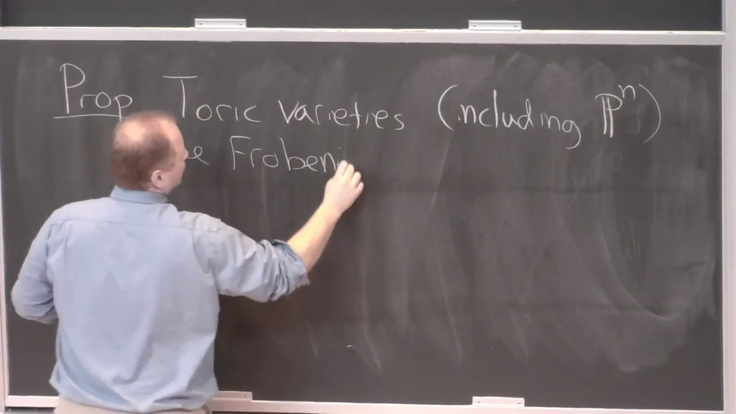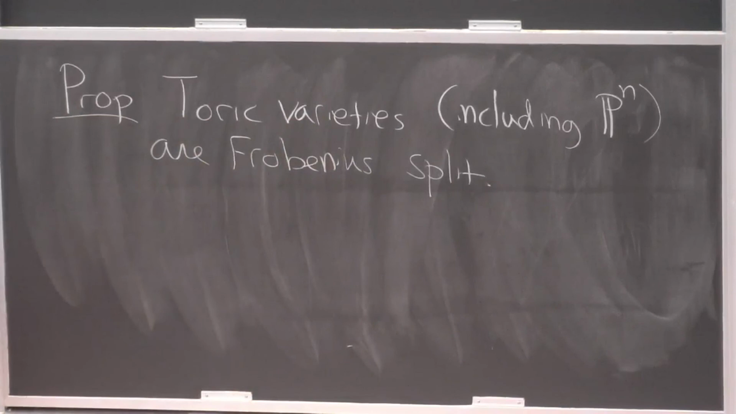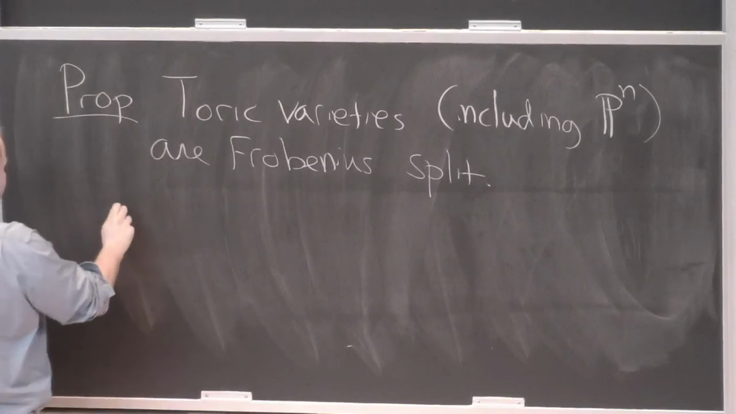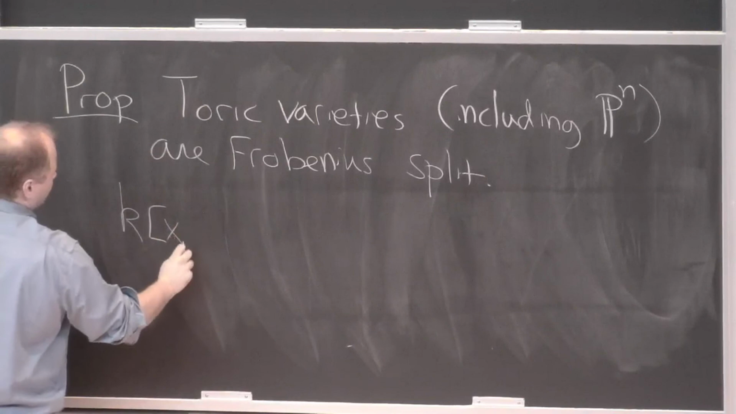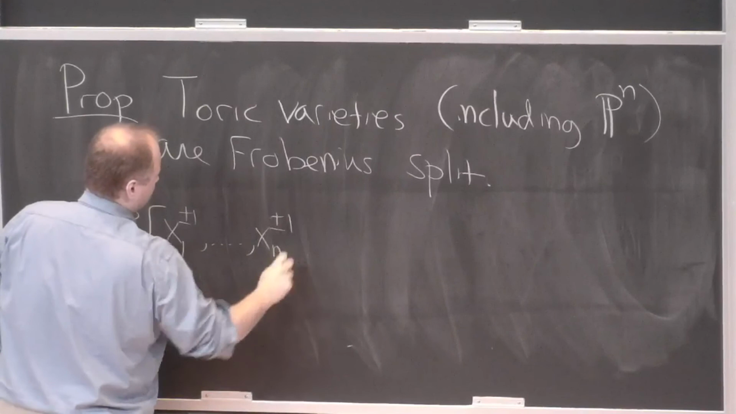I'm not going to write down a really careful proof, but I'm just going to tell you what the splitting is. I'm just going to tell you what it is on the torus, and then everything else follows by an easy computation. All right, so maybe I have x1^{±1} through xn^{±1}. This is my toric thing.